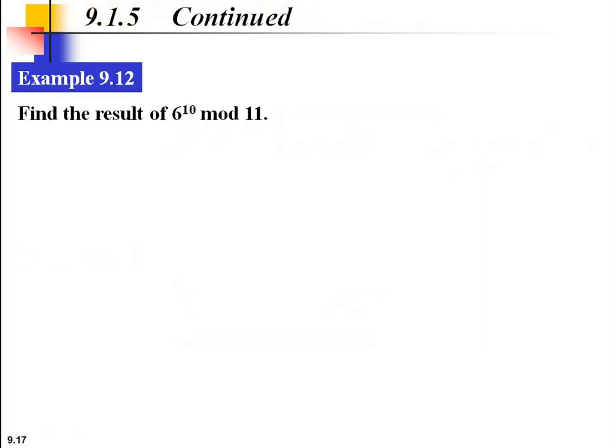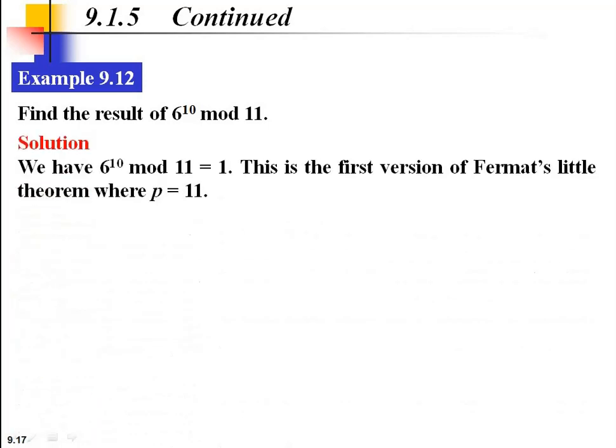So let us take a few examples of how we can use Fermat's Little theorem to compute exponentiation. Let us try to compute 6 to the power 10 mod 11. We can see that this is the form of the first version of Fermat's Little theorem, that is a to the power p minus 1 congruent to 1 mod p. So that is why we can write p equal to 11.